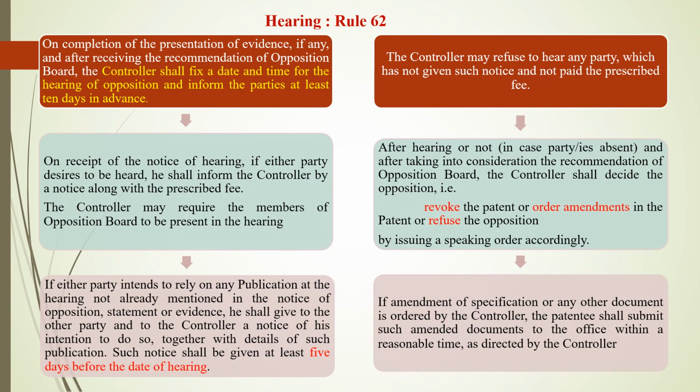Let's come to hearing procedure. The rule is Rule 62. On completion of presentation of evidence and after receiving recommendation of opposition board, the controller shall fix a date and time for hearing and inform the parties at least 10 days before. On receipt of notice of hearing, if either party desires to be heard, he will give notice to the controller along with the fee. The controller may require the members of opposition board to be present in the hearing.